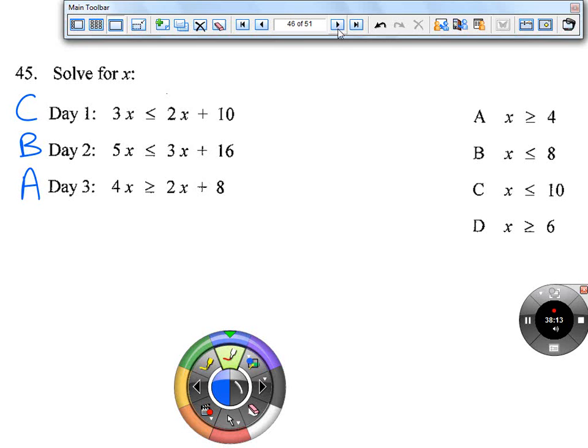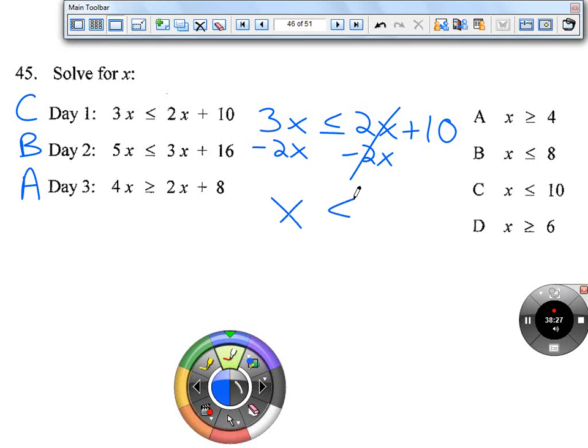Okay, I want to solve for x. So this one here, I would try to get the x's together. So try to go ahead and subtract 2x. That makes the most sense. So 3x minus 2x is just x, and it's less than or equal to 10. So that one is C.